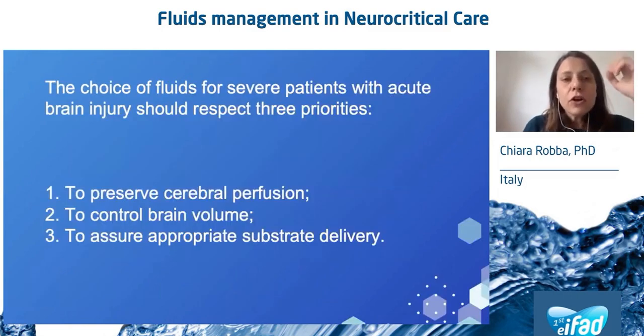So the choice of fluids for severe patients with brain injury should aim at three priorities. The first one is to preserve and optimize the cerebral perfusion. The second one is to control the brain volume and eventually reduce it. And the third one is to ensure an appropriate delivery of energetic substrate.